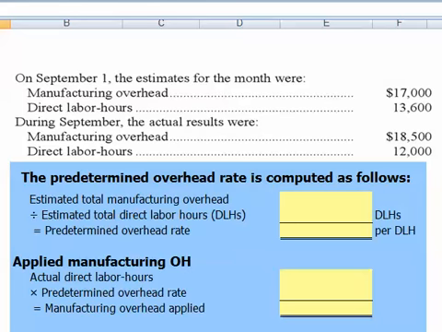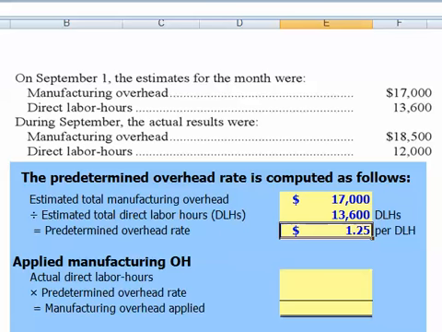Let's assume that on September 1, we have estimates of the following month for manufacturing overhead of $17,000 and estimated direct labor hours of 13,600. And then during September, we had some actual results. Manufacturing overhead was $18,500 and actual direct labor hours were 12,000. Let's go ahead and calculate our predetermined overhead rate, which recall was our estimated manufacturing overhead cost of $17,000 divided by our estimated direct labor hours of 13,600.